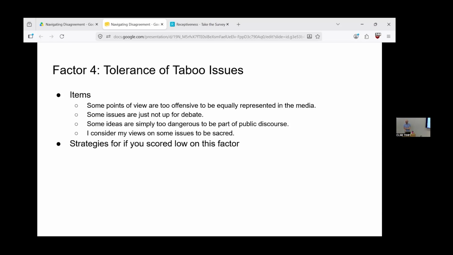This one was a hard one. Yeah. Because everybody has the right to say what they want. Everybody has the right to have their own opinions. So to say some points of view are too offensive to be equally represented, well, that's not right. But yes, some points of view are reprehensible to me. But at the same time, you can't censor people. So this was very hard.